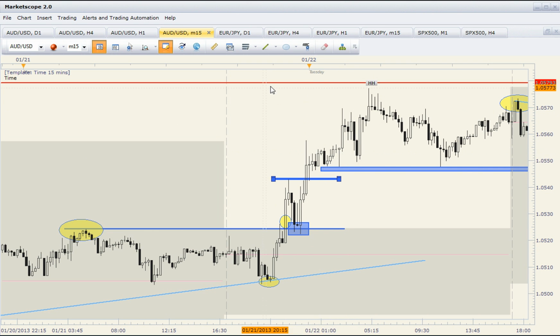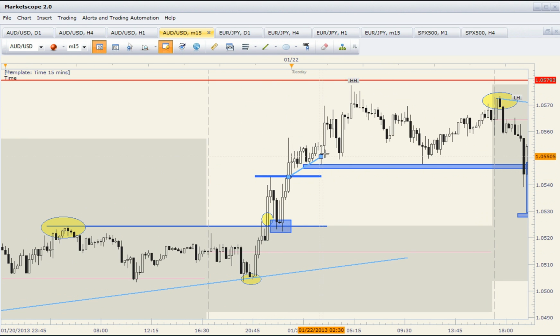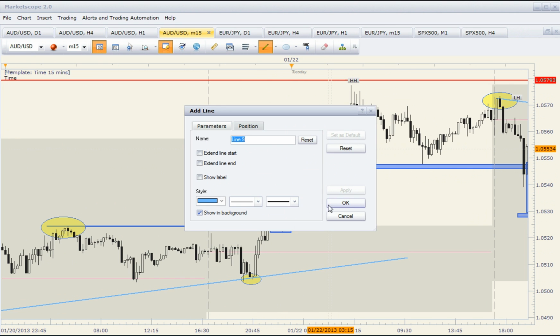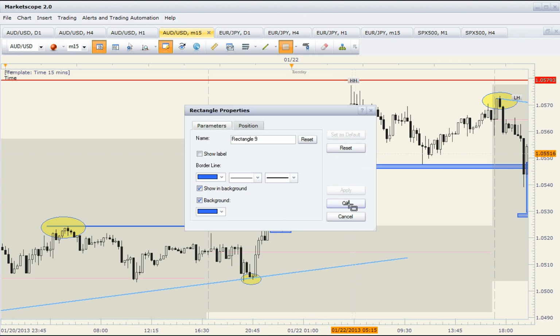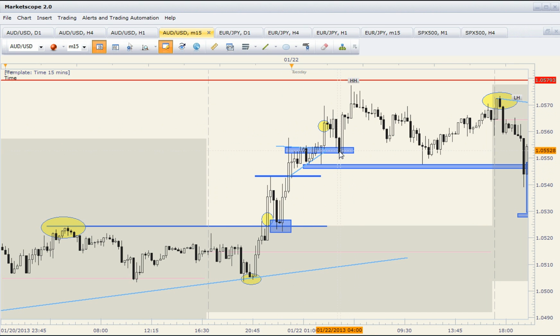And then we form a flag, which breaks, and it continues up impulsively in this bar. And then it comes back, and it tests this level here that it just recently broke. And the pattern repeats itself again, and there are some additional pips there.